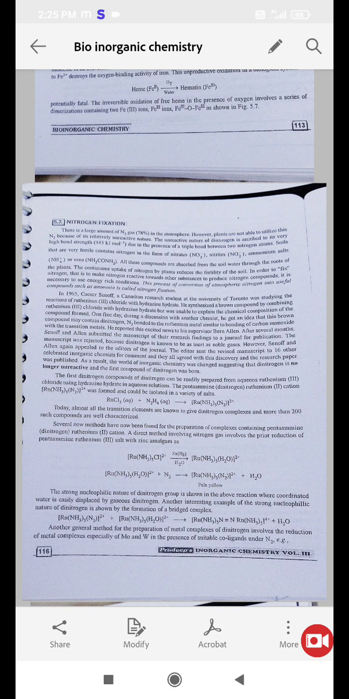Soils that are very fertile contain nitrogen in the form of nitrates, nitrites, ammonium salts and urea. All these compounds are absorbed from soil water.